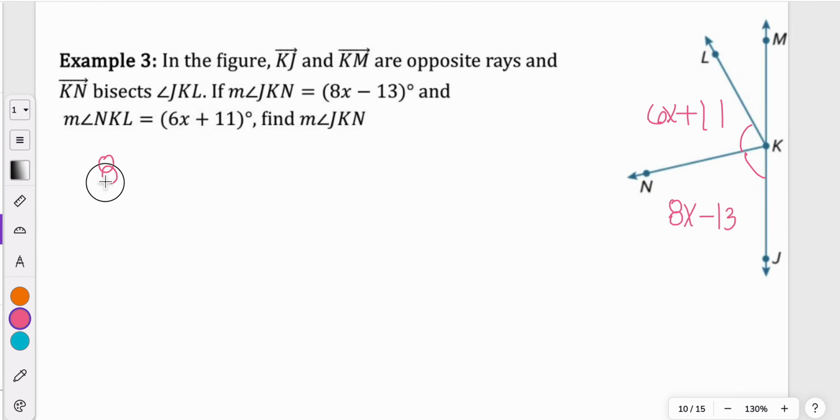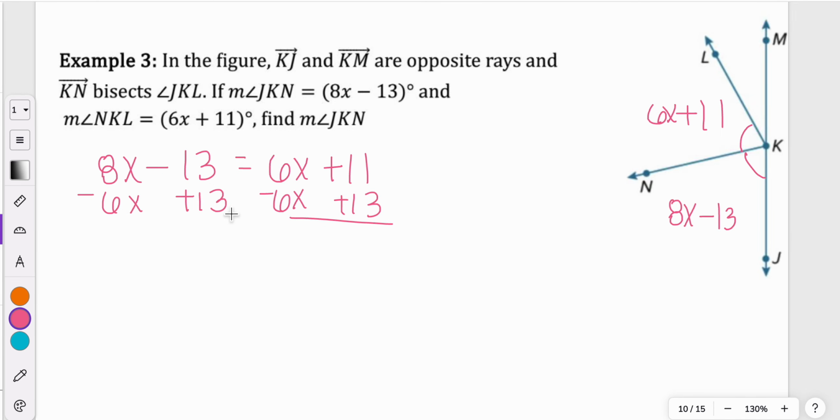Well, we're just going to set those two equal to one another. 8x minus 13 is equal to 6x plus 11. Go ahead and get all of our x's to one side and all of the constants to the other. Double elimination here, so 2x is equal to 24, so that means x is 12.